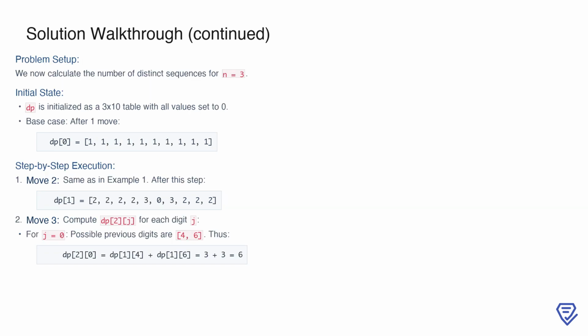Next, we extend this approach to sequences of length n equals 3. The setup remains the same, with dp now being a 3 by 10 table initialized to 0.